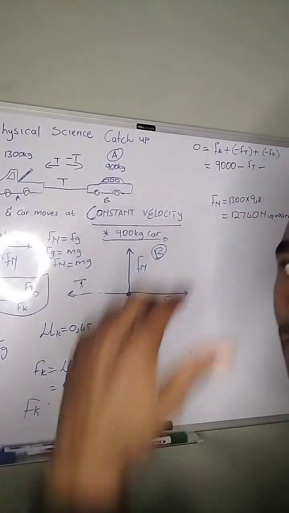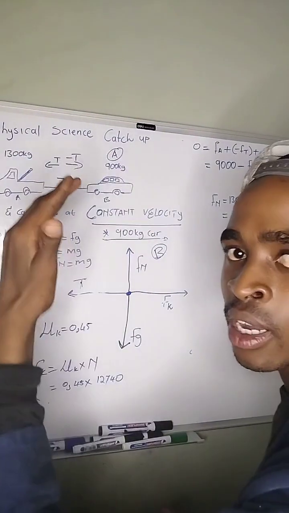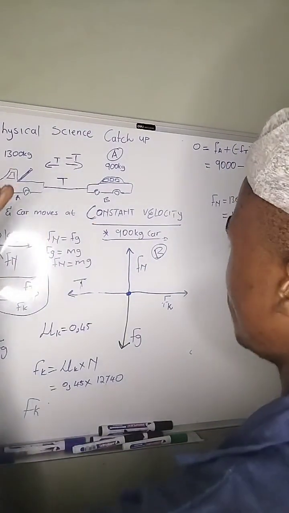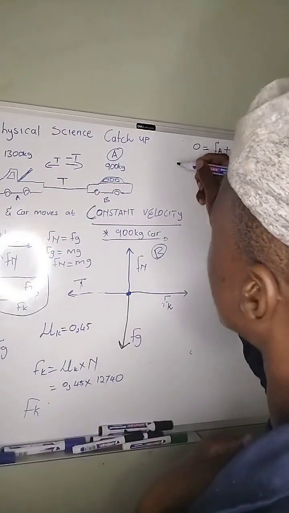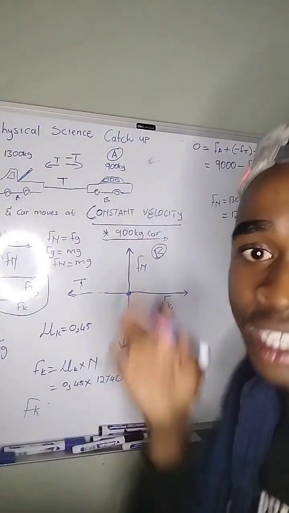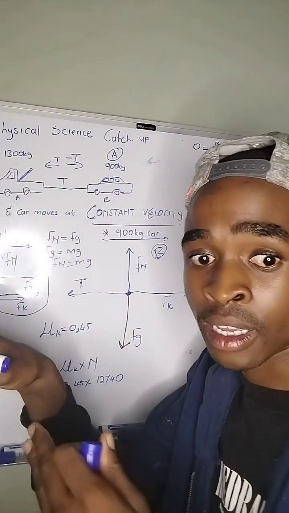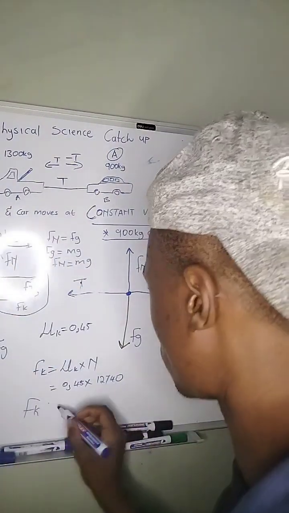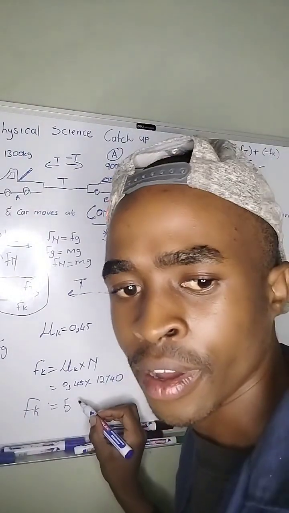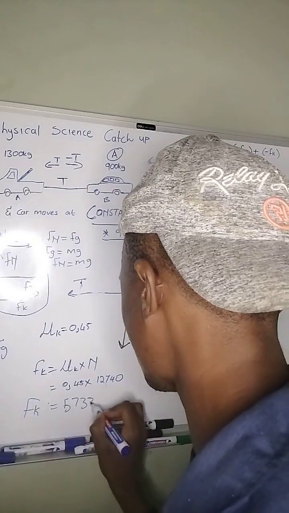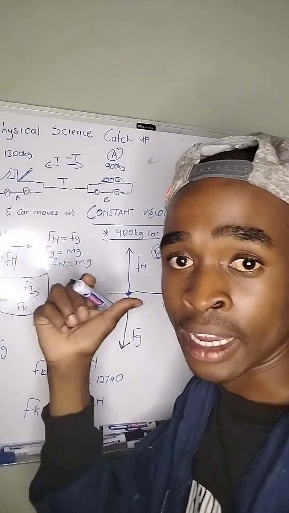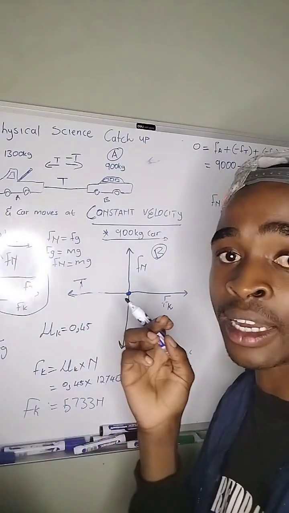So guys, this is my left. I'm not sure what direction this is for you, but I will just say forward for the direction. So Fk is going to be 5,733 newtons in the opposite direction. I will just use forward and opposite direction.